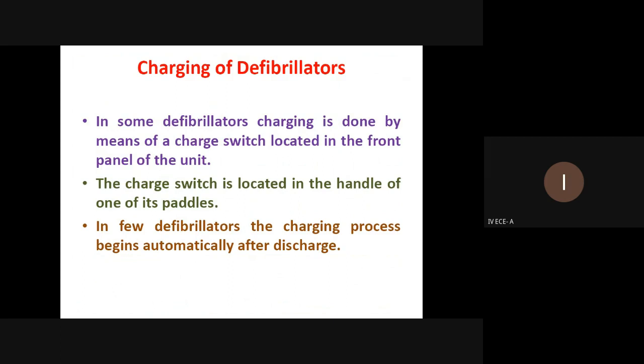In some defibrillators, charging is done by means of a charge switch located on the front panel of the unit. In others, the charge switch is located in the handle of one of the paddles. In a few defibrillators, the charging process starts automatically after discharge.